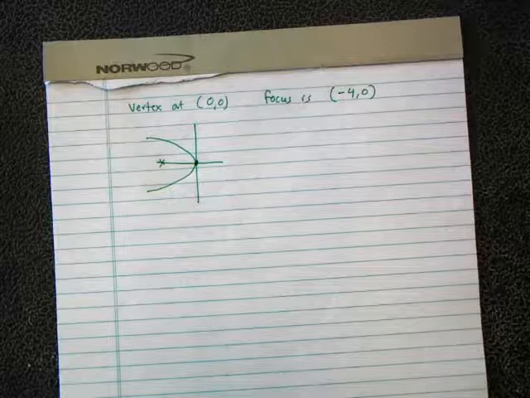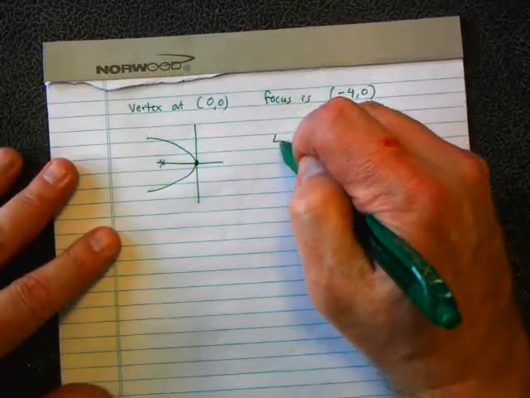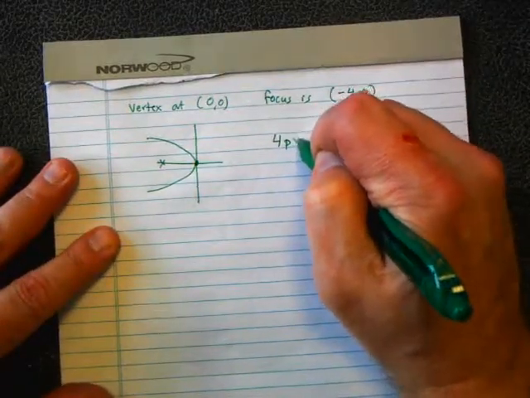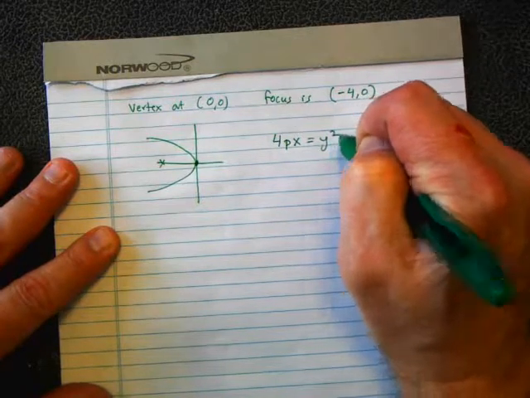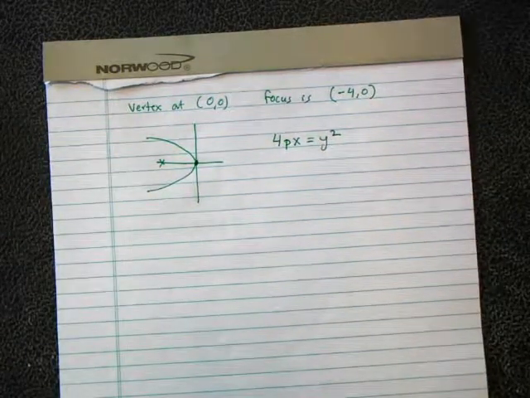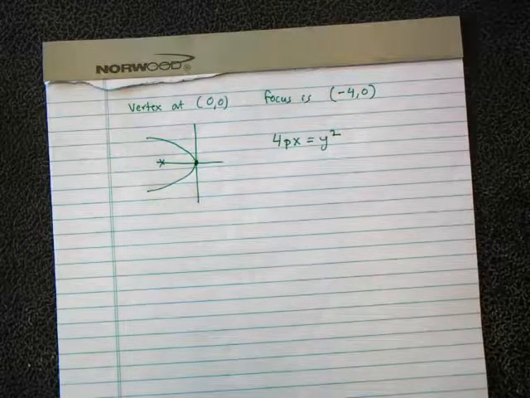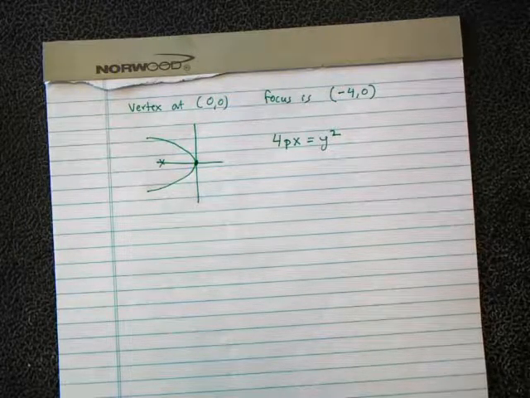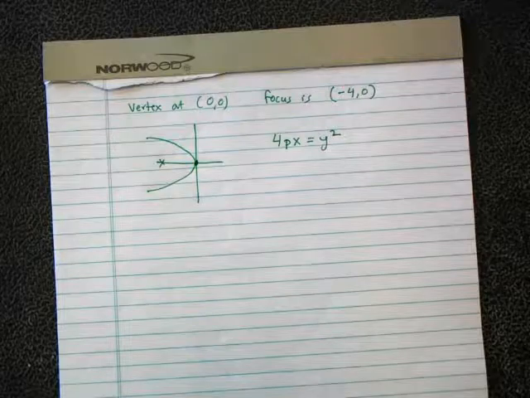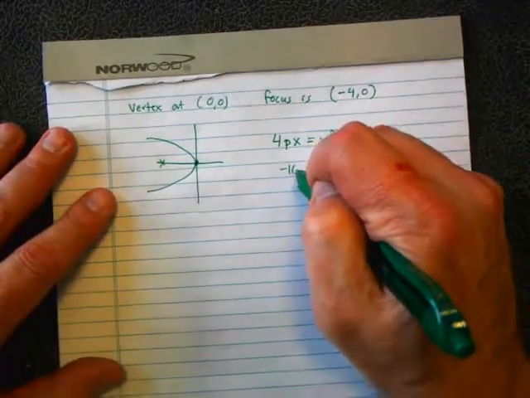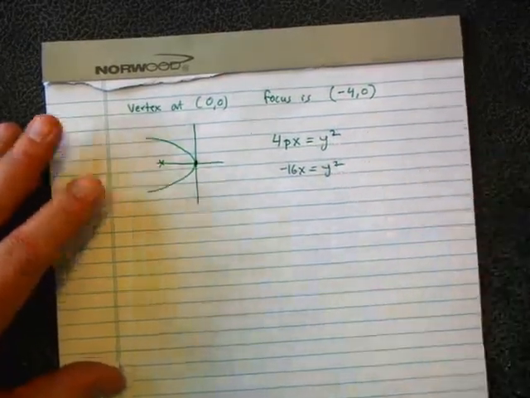What that tells me is I need to use the equation 4px equals y squared. Left and right means I always use the equation with y squared. What's the p number? P number is negative 4. This is negative 16x equals y squared.